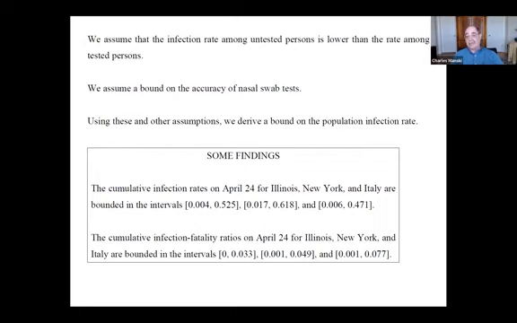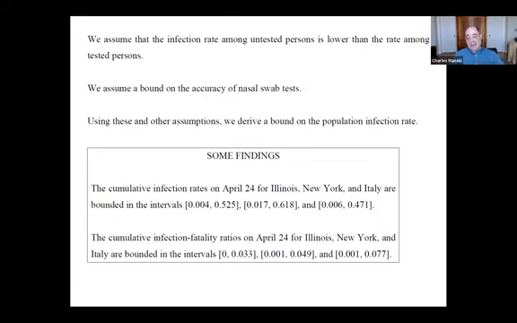We also assume a bound on the accuracy of nasal swab tests. We really tried to read the medical literature on this to see what's known. They don't precisely know, so we just put a bound on that. We have a few other assumptions. We derive a bound on the population infection rate. On the bottom of the slide, there are just some illustrative findings. We have long tables with many more findings. For concreteness, we focused on three places: Illinois, because I'm in Chicago; New York, because Francesca is at Cornell in New York; and Italy, because Francesca is Italian, and also Italy had a real bad problem with the virus, so we thought that was interesting.